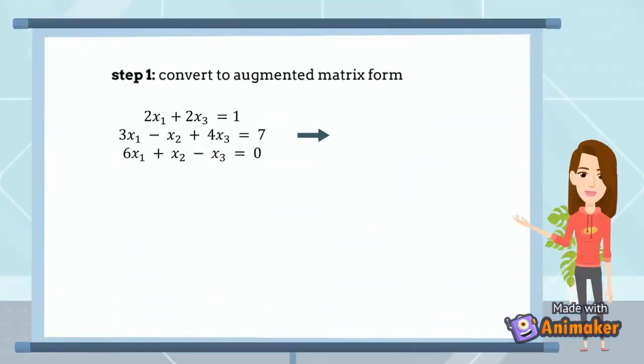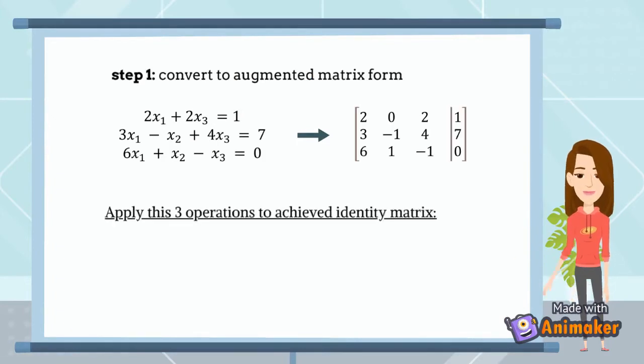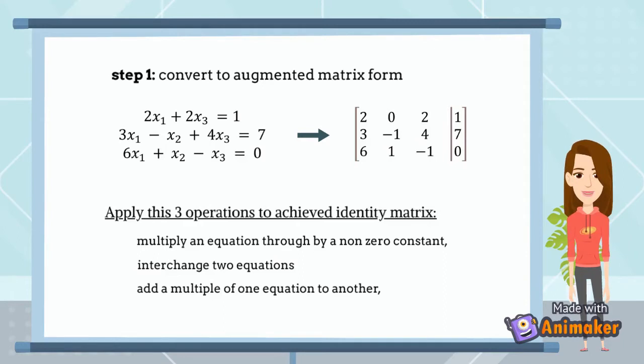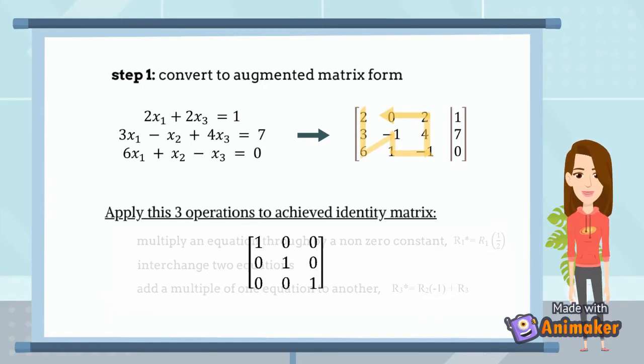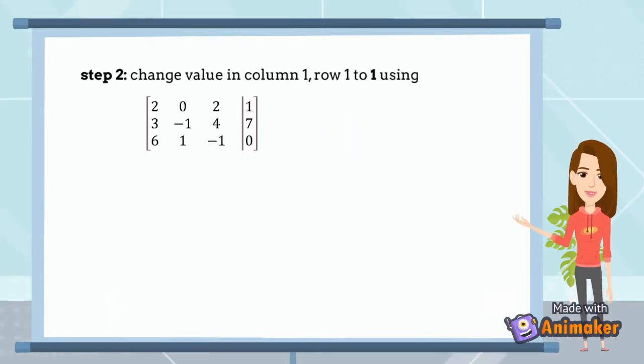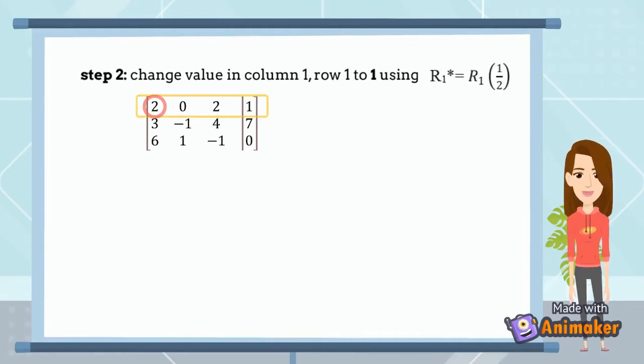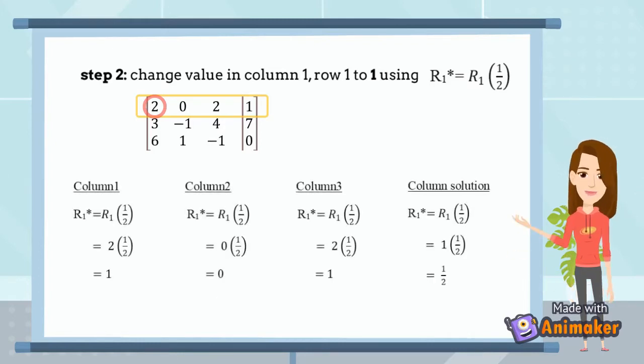Step 1. Convert the linear equations to augmented matrix form. Then apply these three operations, which are multiply an equation through by a non-zero constant, interchange two equations, and add a multiple of one equation to another. And use this sequence to achieve the identity matrix. Step 2. Change the value in column 1, row 1, to 1 by multiplying each value of row 1 by 1/2. Thus, you will get the value of column 1 equals 1, column 2 equals 0, column 3 equals 1, and 1/2 in column 4 for the solution. Then, update the values in the matrix.